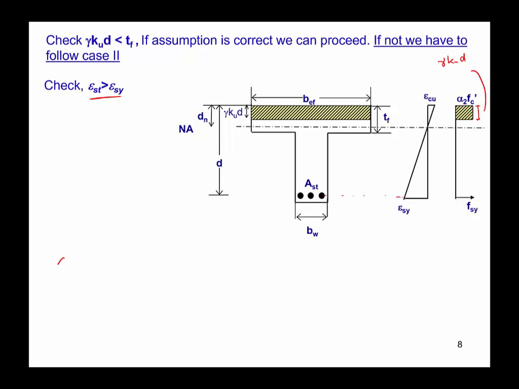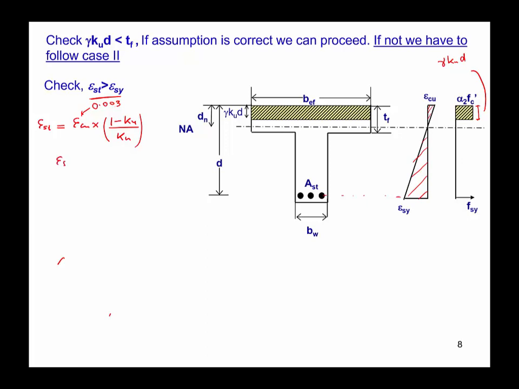Now to check the strain in steel, we are using the strain compatibility equation, and using these two similar triangles we can find out what is the actual strain in the steel and whether our tension failure assumption is correct or not. So to find out the actual strain in the steel, we still use the strain compatibility equation, which is epsilon cu multiplied by 1 minus ku. You already computed the value of ku, and epsilon cu is 0.003, so you can compute the value of epsilon st.